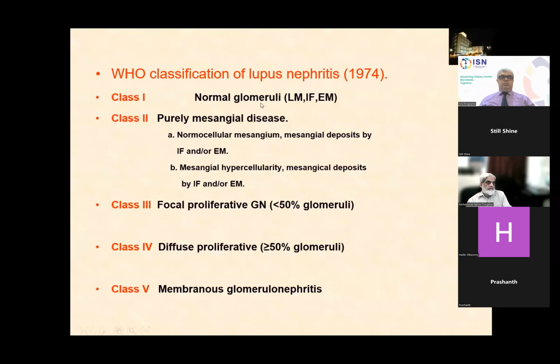Class 1, normal glomerulus by light microscope, immunofluorescence, and EM. Class 2, purely mesangial disease, looks like IgA, normocellular mesangium or mesangial deposit by immunofluorescence and or EM, or mesangial hypercellularity with mesangial deposit by immunofluorescence and or EM. Class 3, the focal proliferative GN with less than 50% affection of the glomeruli. Class 4 is like class 3 proliferative GN but it is diffuse, involving more than 50% of the glomeruli. And class 5 is the membranous glomerulopathy class.